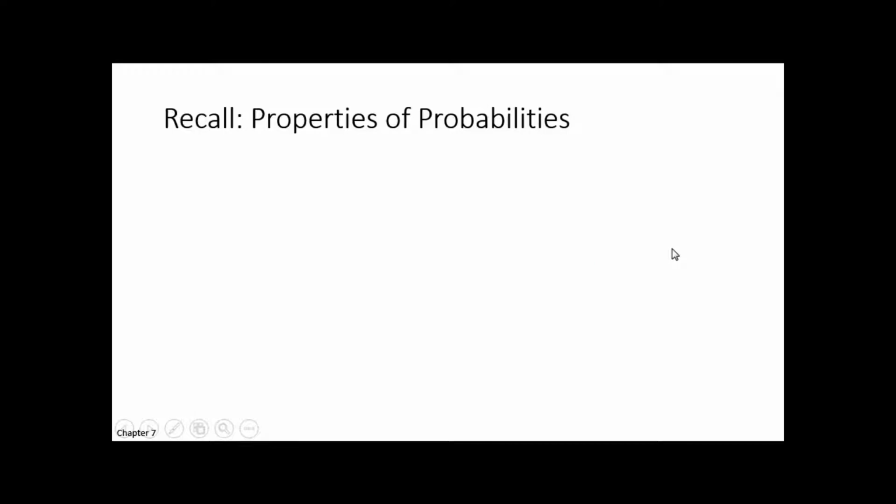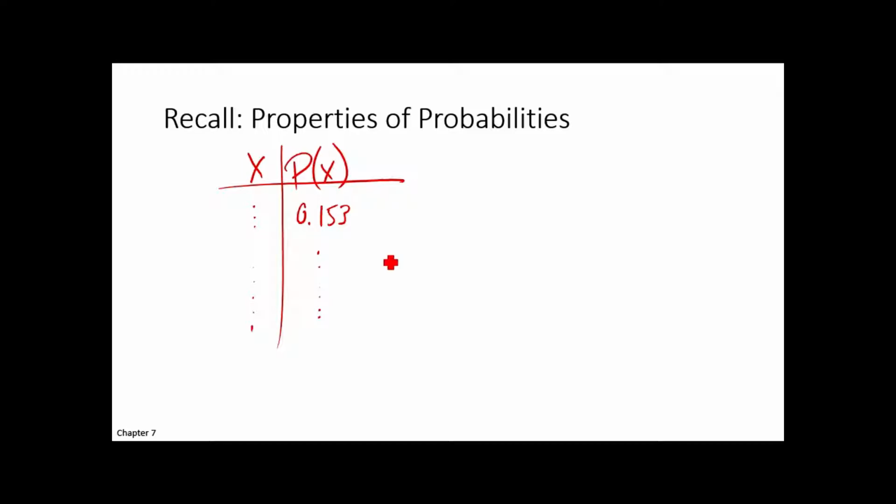Okay. So remember, we have these properties of probabilities, right? So if you have some random variable and you have a bunch of outcomes and you have a bunch of probabilities, right? Then what were the rules about probabilities? There was basically two rules about probabilities. What had to be true?